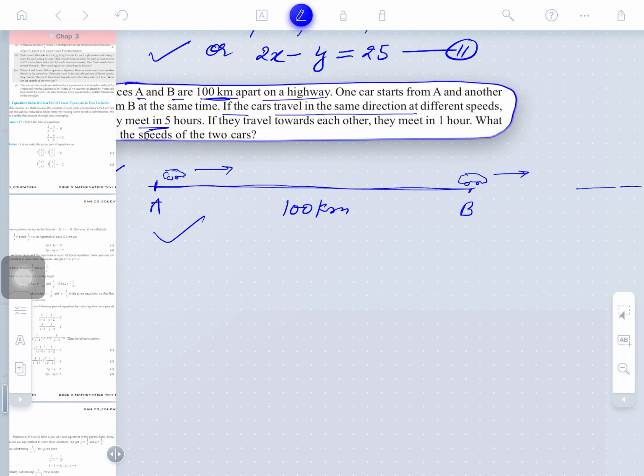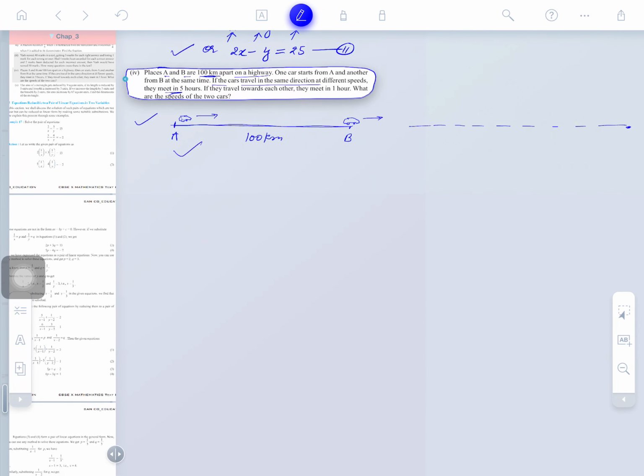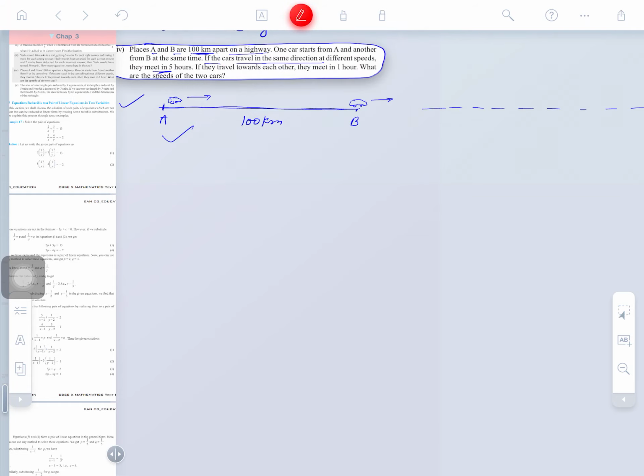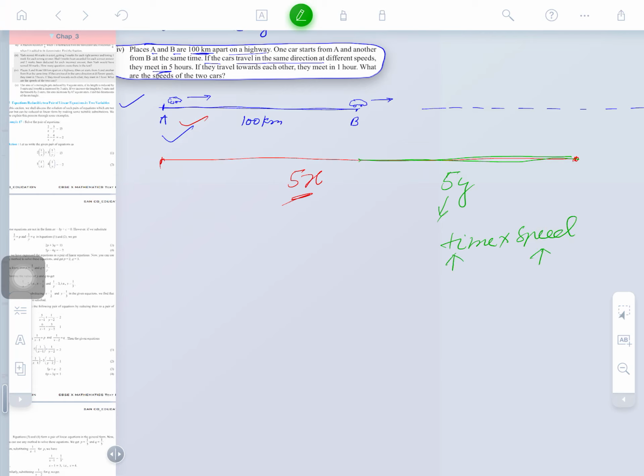So the distance would be there. Just think of the situation I'm trying to describe. Suppose they meet here. This is the distance traveled by car A. Suppose its speed is x and it travels 5 hours, so this is the 5x distance. And car B has traveled this distance here, which is 5 into y, because distance is time into speed. Time is 5 hours and speed is y. So 5y is the distance, 5x is the distance.